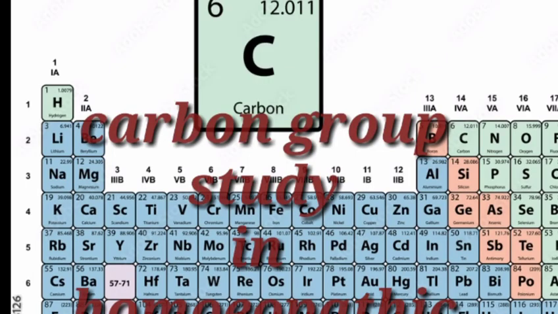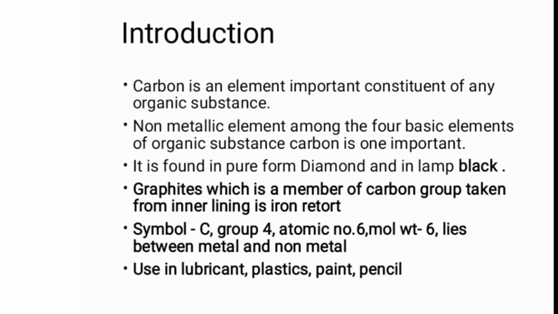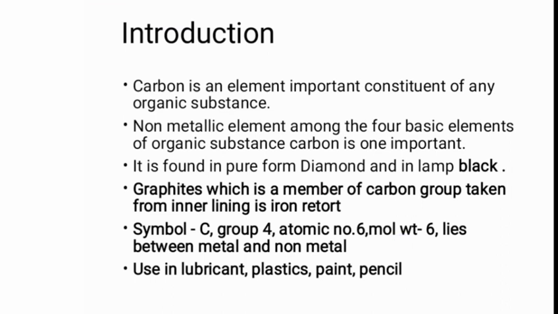The topic of discussion is the carbon group. We discuss the carbon group, starting with the introduction. You should remember that carbon in the periodic table has atomic number 6, atomic weight 6, and lies in group 4. It lies in between metal and non-metal.